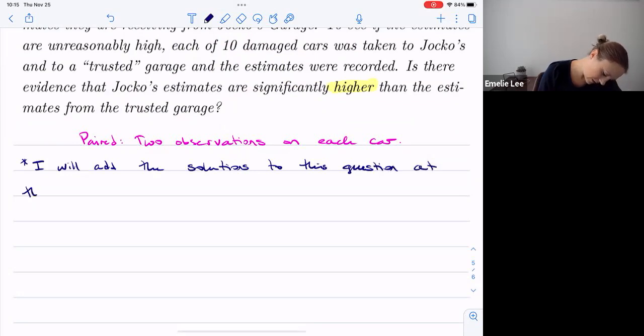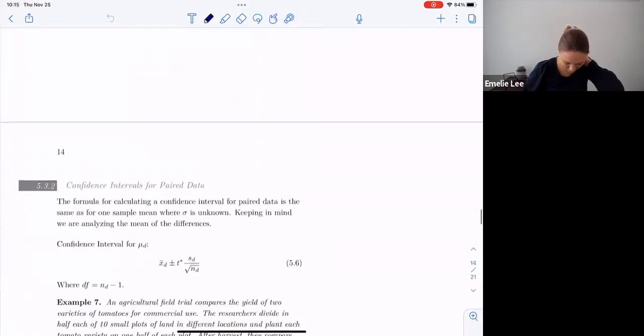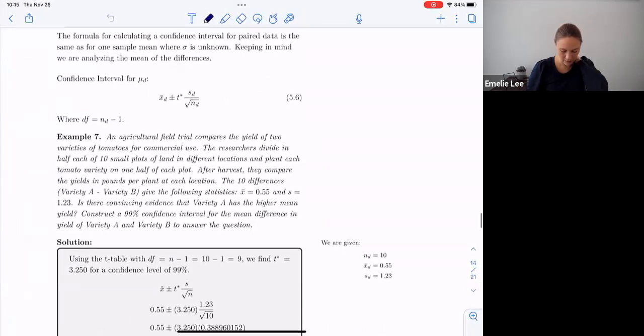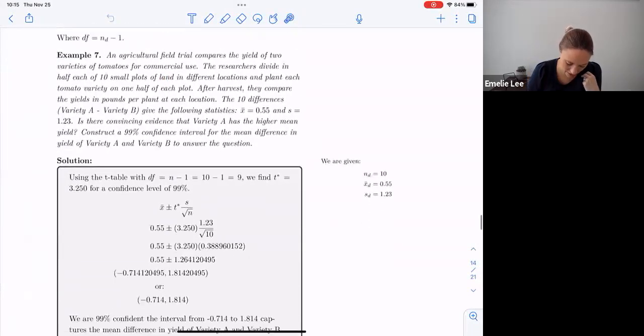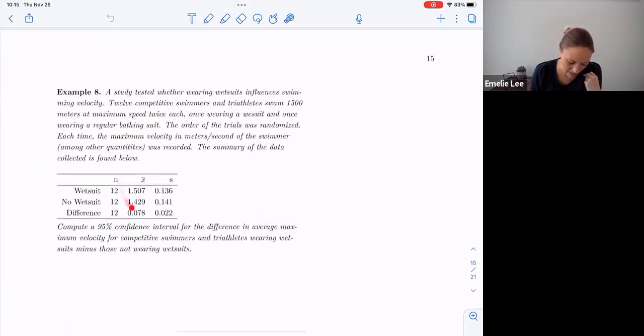At the end of these notes. Okay, because I don't think they're in there. Same thing for example 7, it is paired data. So I want to look at a two independent samples question, right? But the solutions are all in here. And same thing for the wetsuit versus no wetsuit question.